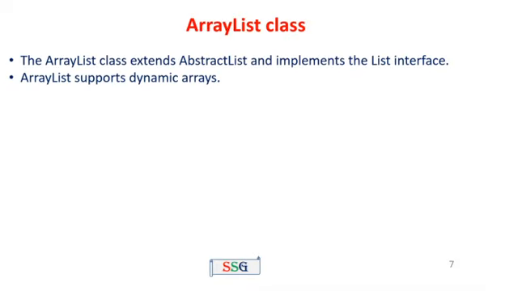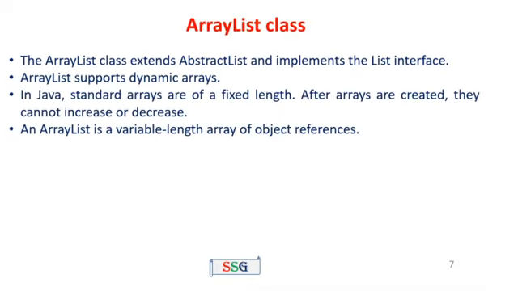ArrayList is one of the classes in Java. The ArrayList class extends AbstractList and implements the List interface. That means this class extends one superclass, whose name is AbstractList, and implements one interface, that is called the List interface. ArrayList supports dynamic arrays. Dynamic array means the size of the array may be increased or decreased during the execution of the program.